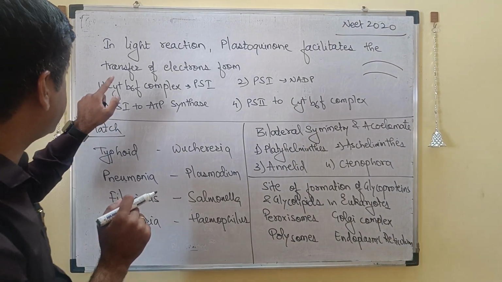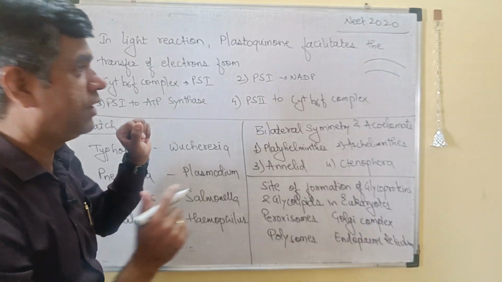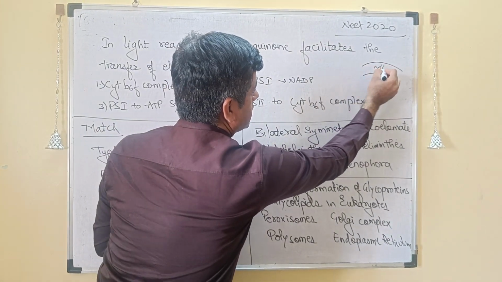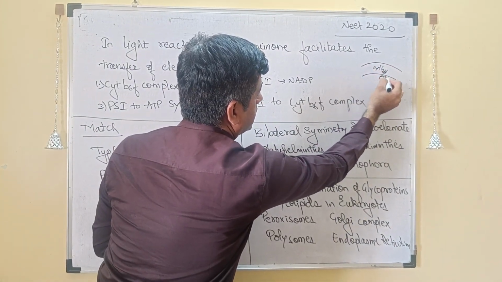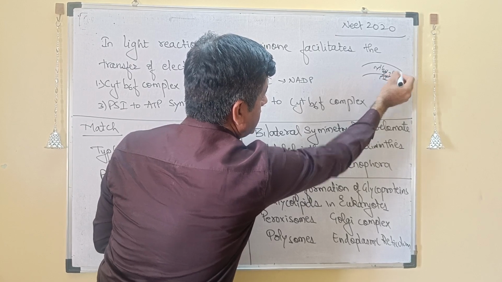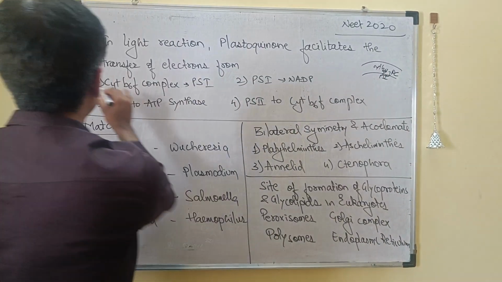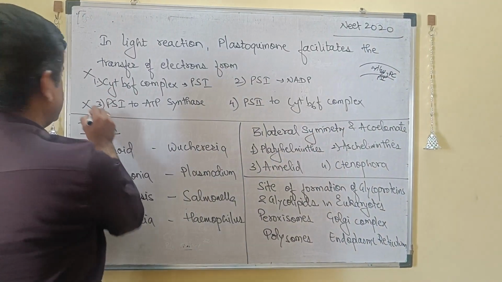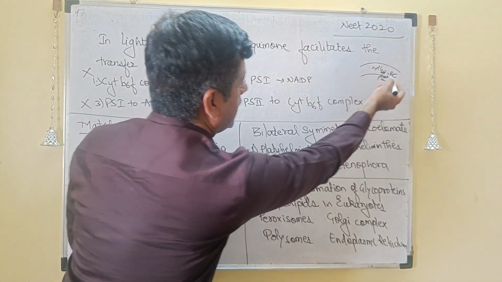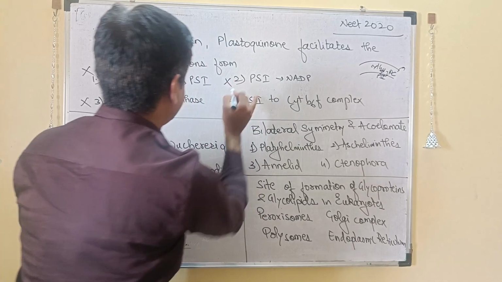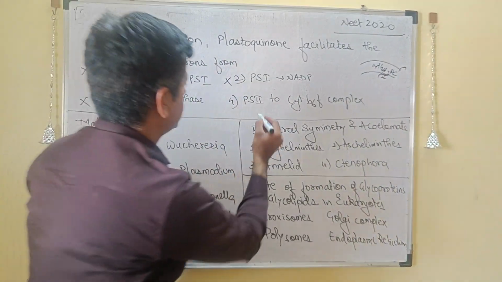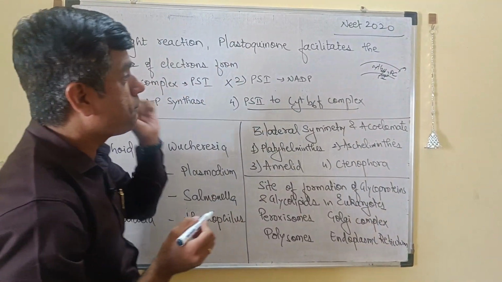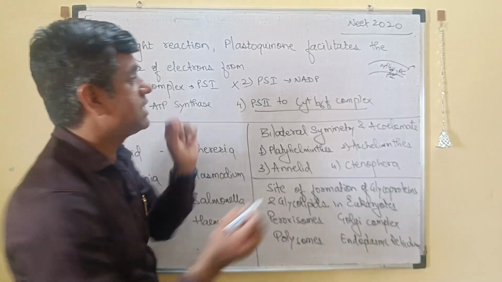Okay, let me go here. It is cytochrome B6F to PS1. What I remember is cytochrome B6F to PS1, it is PC, so that is plastocyanin. So this is not the one. PS1 to ATP synthase, no. Then we have PS1 to NADP, no. At least it's not plastoquinone. So yes, only one option left here, which is from PS2 to cytochrome B6F complex.